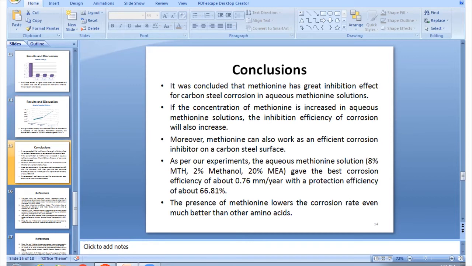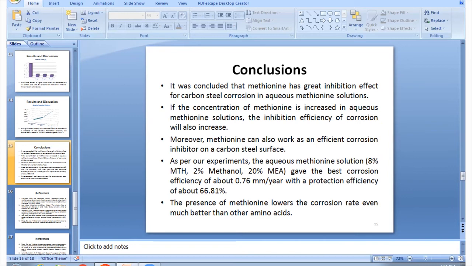So in conclusion, I would like to state that the presence of methionine lowers the corrosion rate even much better than other amino acids. In this experiment, it was proved that the aqueous methionine solution having the composition of 8% methionine, 2% methanol, and 20% monoethanolamine gave the best corrosion rate of about 0.76 millimeter per year with a protection efficiency of about 66.811%. And it was concluded that methionine had a great inhibition effect for carbon steel corrosion in aqueous methionine solutions.